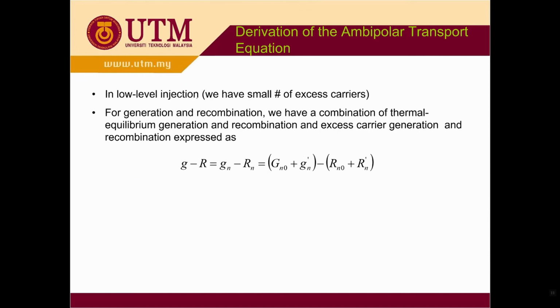In low-level injection, we have a very small number of excess carriers. So for generation and recombination, we have a combination of thermal equilibrium generation and recombination, and also the excess. We have the thermal, the n0 and p0. We also have the excess. This is the thermal equilibrium, and this is the excess.